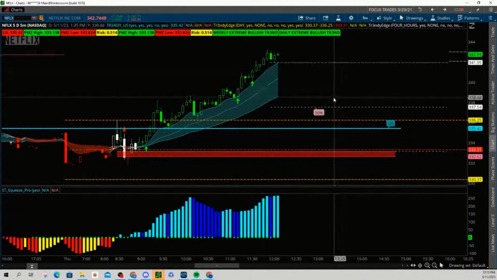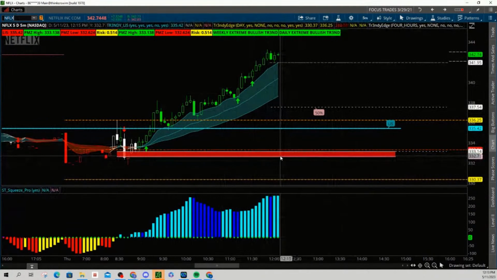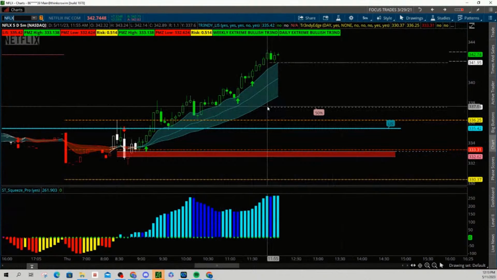Now, what is the PMZ? Let's talk about that just really quick so everybody understands. We know that the edges are a playing field of supply and demand. They identify supply and demand on multiple time frames.